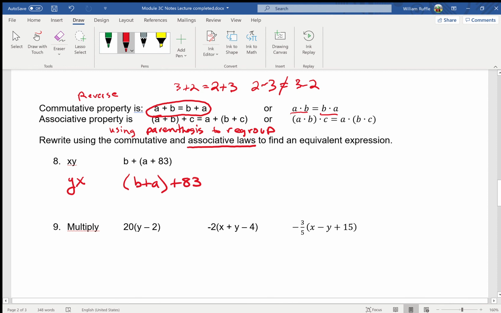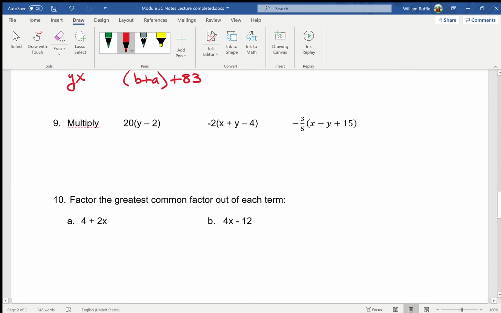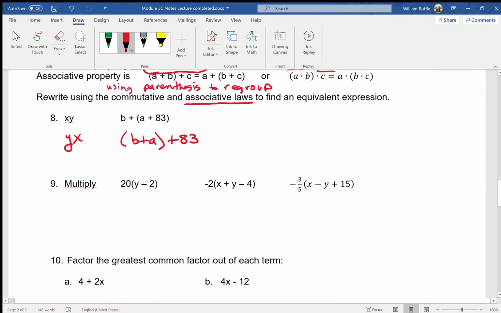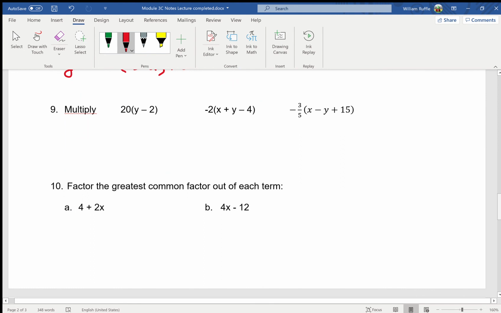All right. This next section, we're just distributing. I'm using the distributive property because I really am supposed to do what's inside the parentheses first, but I can't do y minus 2. So I have to distribute the 20 to each one of these. 20 times y is just 20y. 20 times negative 2 is minus 40.